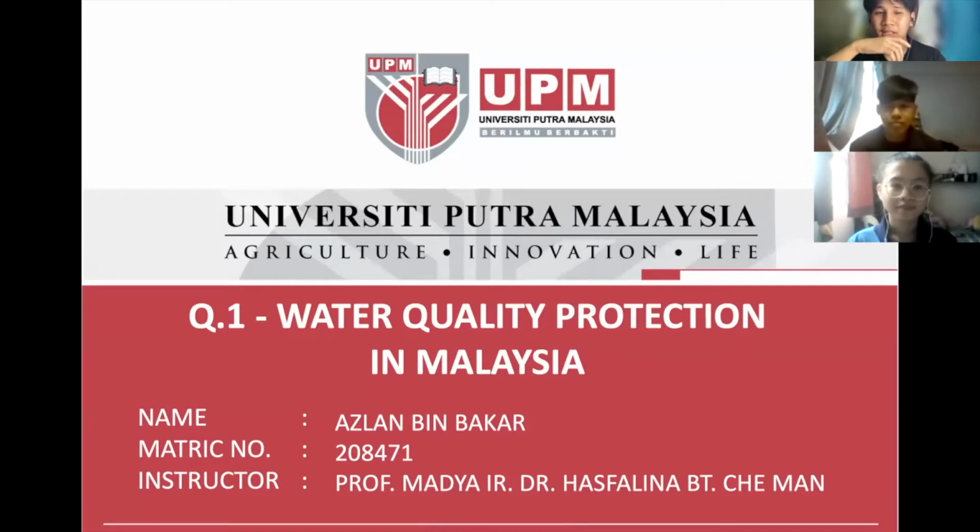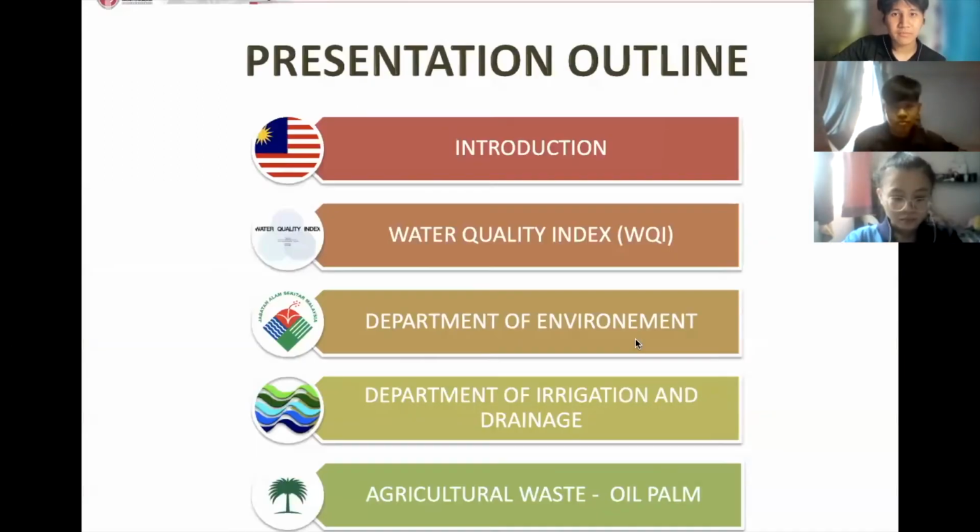Basically, I will be doing an assignment regarding water quality protection in Malaysia, which is question 1 in the assignment. My presentation will talk about 6 different elements: the introduction, Water Quality Index, Department of Environment, Department of Irrigation and Drainage, and agriculture waste, highlighting the oil palm.